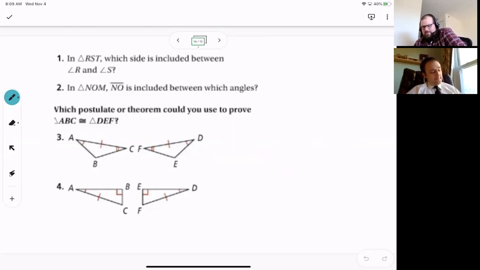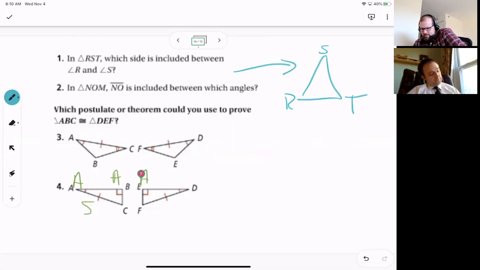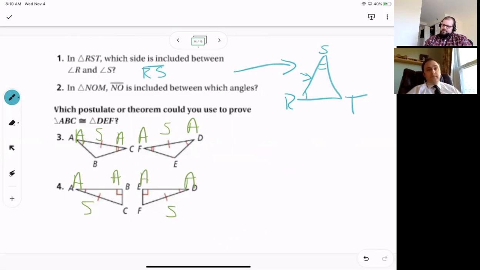When I look at number 1, the first thing I want to do is to draw that triangle. Is that weird? No. I feel like drawing things is super helpful. And then if I'm looking for between angle R and angle S, to me that looks like that side there. So that's going to be RS. Love it. Should we do the same thing for triangle NOM? I love that idea. Nom nom nom.